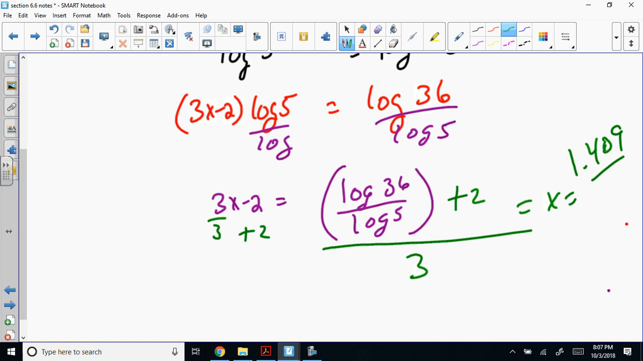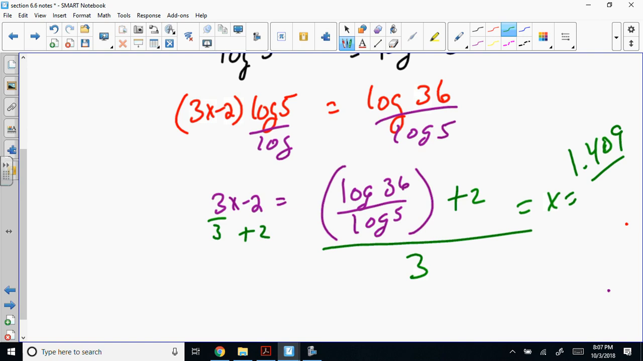All right. Any questions on that? If you want to nerd out, you could distribute the log 5 and then add 2 log 5 over, and then divide everything by 3, and you'll be okay. I mean, if you really want to. It proves that you can get the same answer, right? This is why I love math.